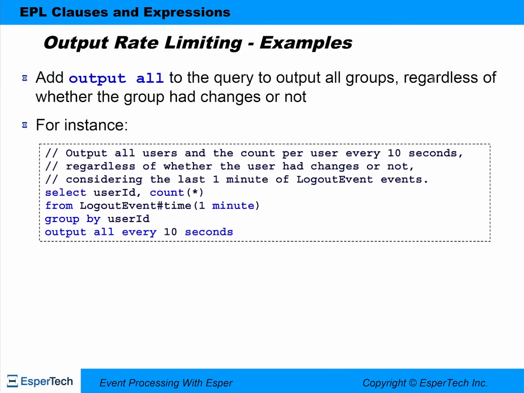Add output all to the query to output all groups, regardless of whether the group had changes or not. For instance, this query outputs all users and the count per user every 10 seconds, regardless of whether the user had changes or not, considering the last 1 minute of logout events. Select userId, count(*) from LogoutEvent.win:time(1 minute) group by userId output all every 10 seconds.